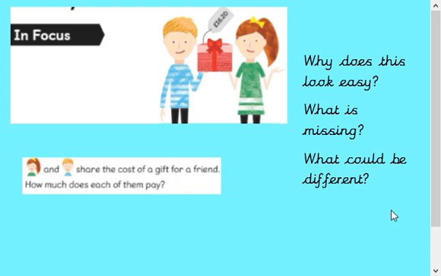Okay, well, why does it look easy? Well, it looks like it would be a simple division by 2, half the price, and that's the amount that they pay each. However, the question doesn't actually tell you that they paid equal amounts. It doesn't tell you that they split the cost equally. One of them might have more money than the other. And that's what could be different with this problem. So we're going to be looking this morning at different ways that we could work out who paid what.